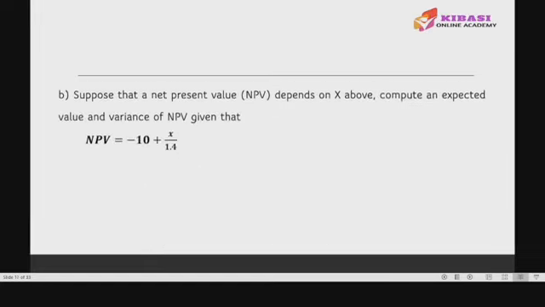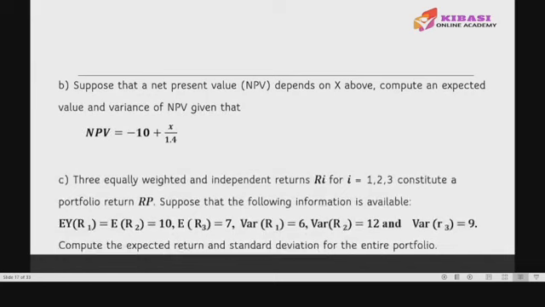Then here B, suppose that a net present value NPV depend on x above. Sawa, NPV na depend katika Roman A. Compute an expected value and the variance of NPV given that tumepewa linear equation, kipengele kingine cha linear, NPV is equal to -10 plus x over 1.4. Then kipengele cha C.